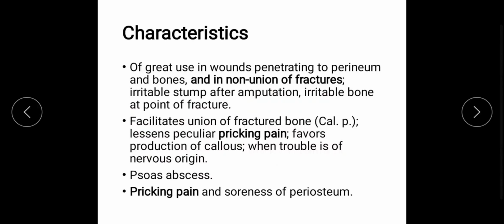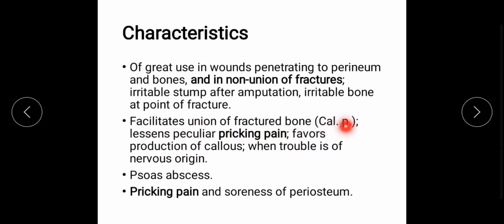Characteristics of Symphytum. Symphytum is of great use in wounds penetrating to perineum and bones, and in non-union of fractures. Irritable stump after amputation. Irritable bone at point of fracture. It facilitates the union of fractured bone.